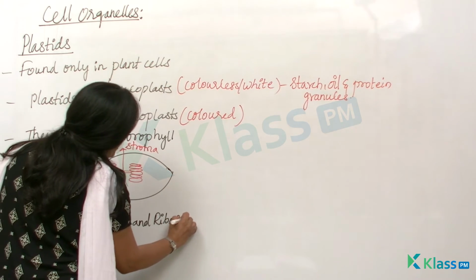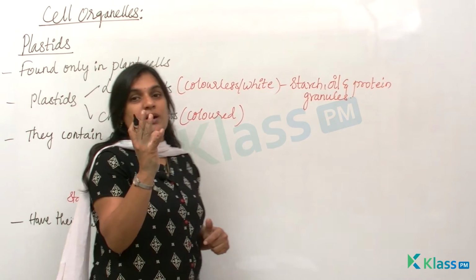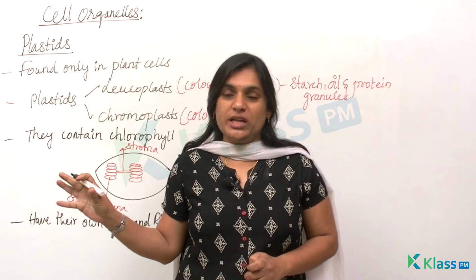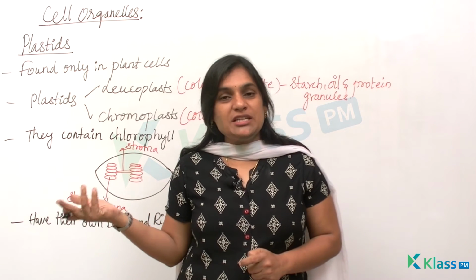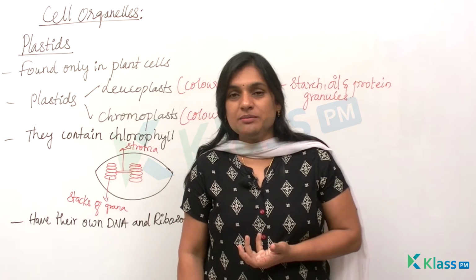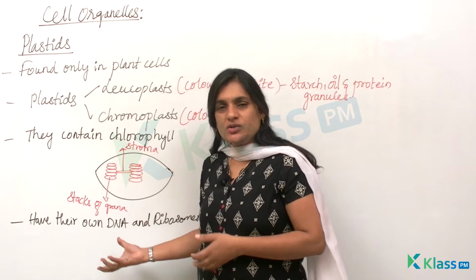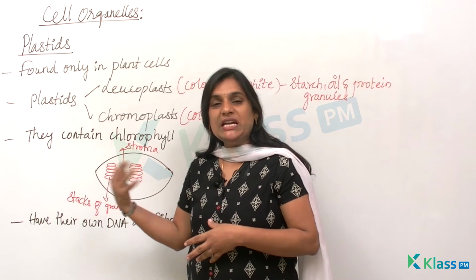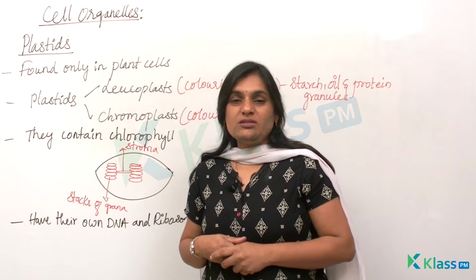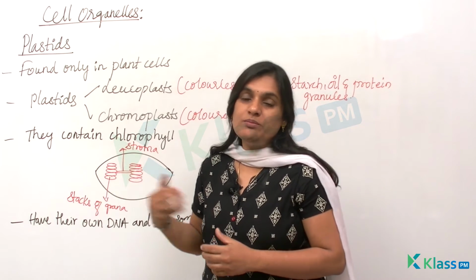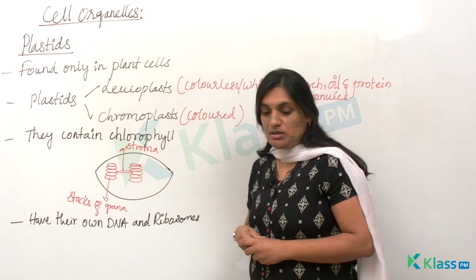When it comes to ribosomes, it should immediately strike your mind that ribosomes are the sites for manufacture of protein. We know that protein is needed for building up the body, right? So if the cell has to build up, then definitely it needs proteins. And these proteins are synthesized within the plastids. So they don't need the proteins to be transported from different parts of the cell. They can synthesize their own proteins. So this is all about the plastids.